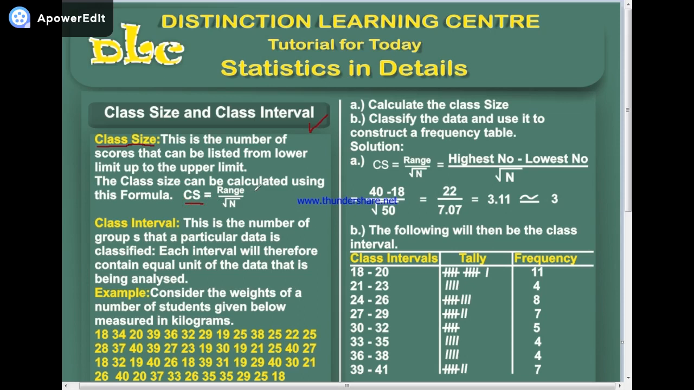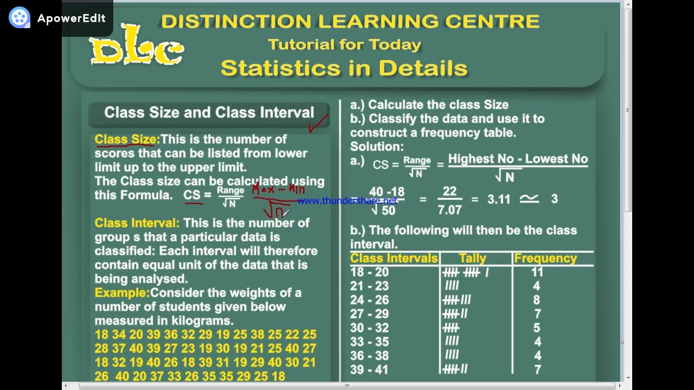And range means maximum number minus minimum number, that is max minus min. So that is range, divided by the square root of n. Now n means the total number of frequency, or total number of occurrence.